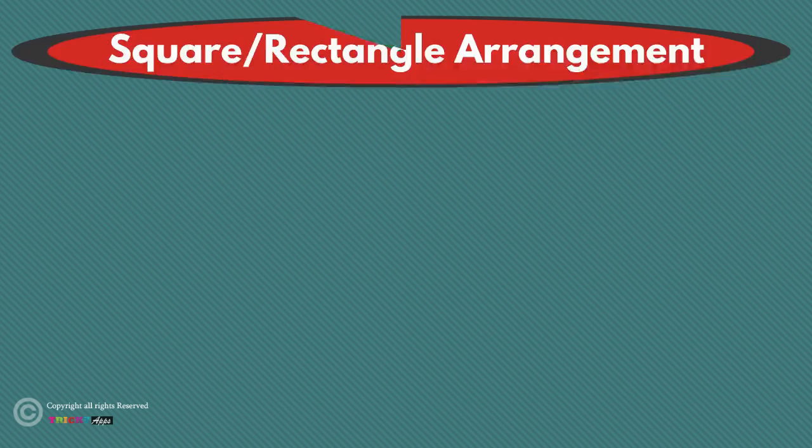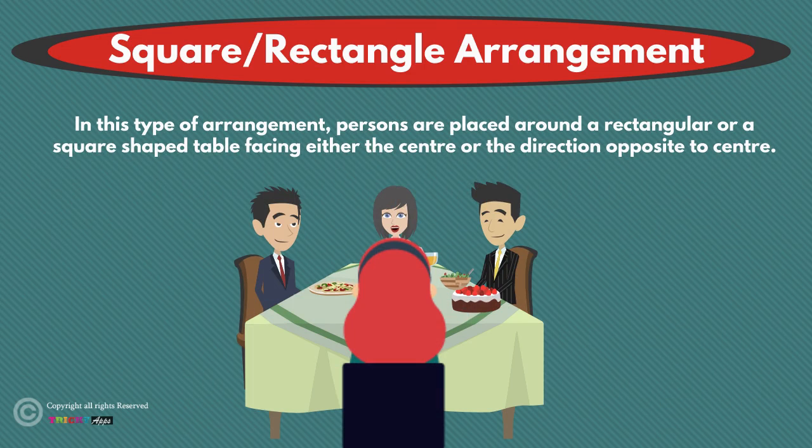Now, let us see the next type of arrangement, that is square or rectangle arrangement. In this type of arrangement, persons are placed around the rectangular or a square-shaped table facing either the center or the direction opposite to center.